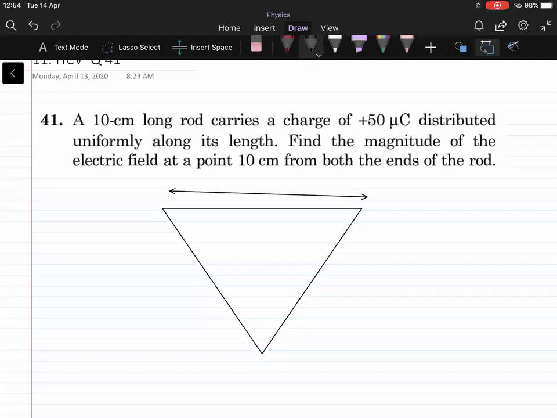So this is the rod and this is your point P at which you wish to find out the electric field.